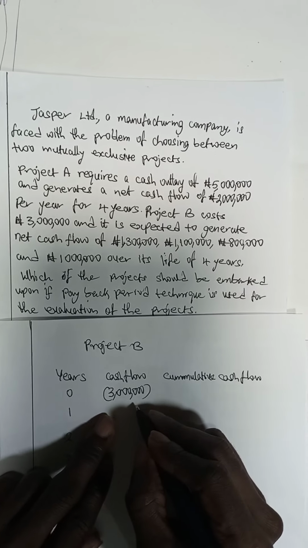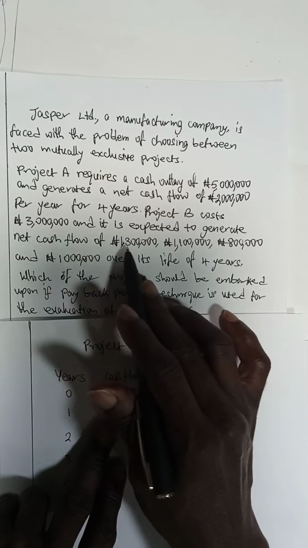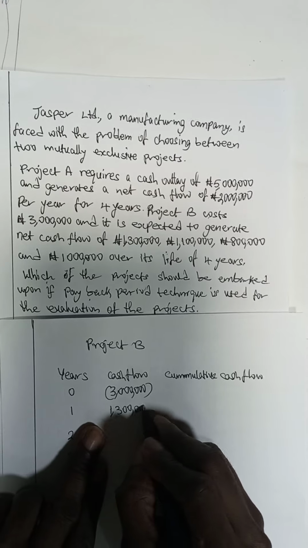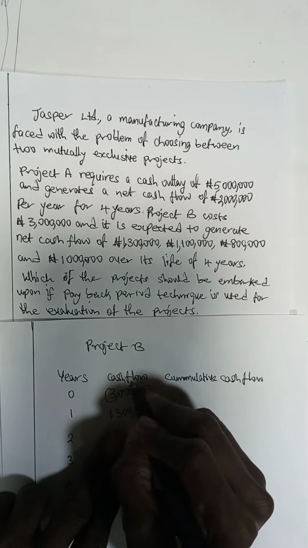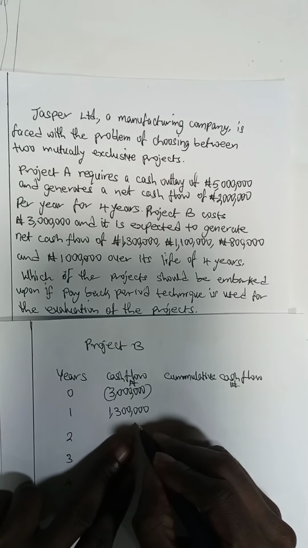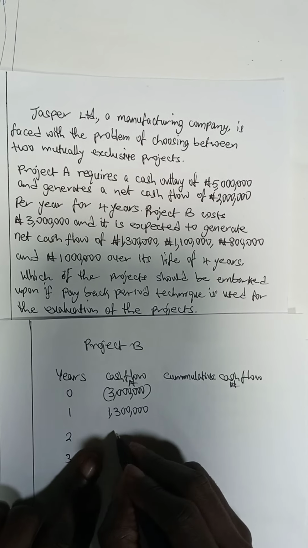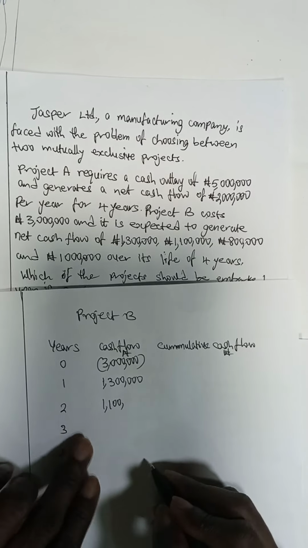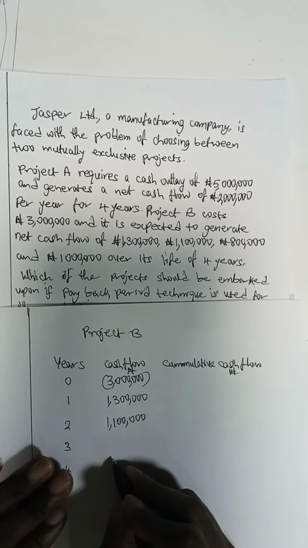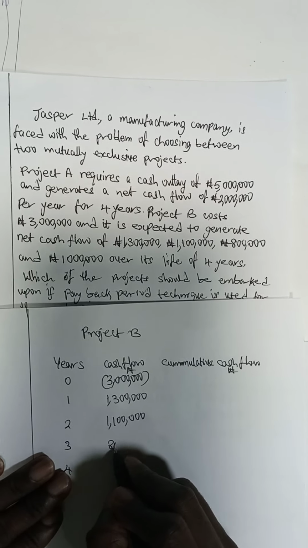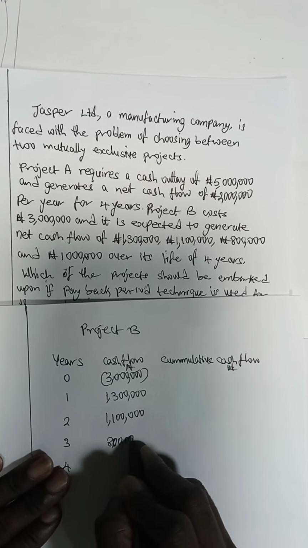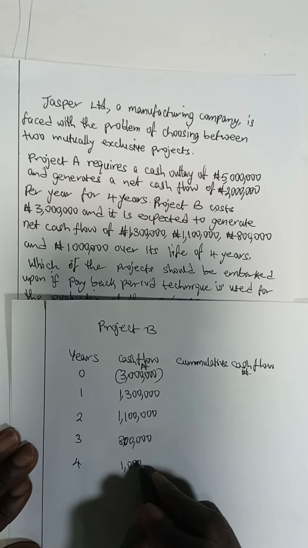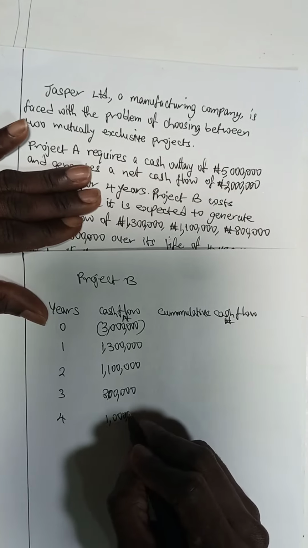So we bracket this 3 million. It generates net cash flow of 1,300,000 in year 1. Then we can put our naira here. In year 2 it generates 1,100,000. Then year 3 it generates 800,000. Then in year 4 it generates 1 million.